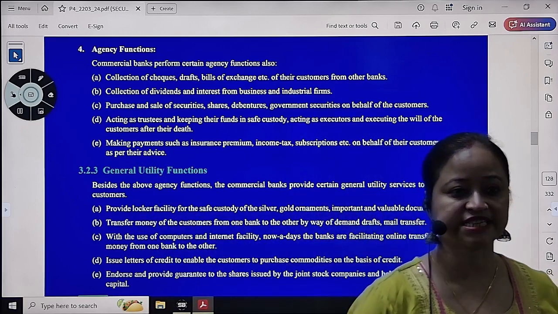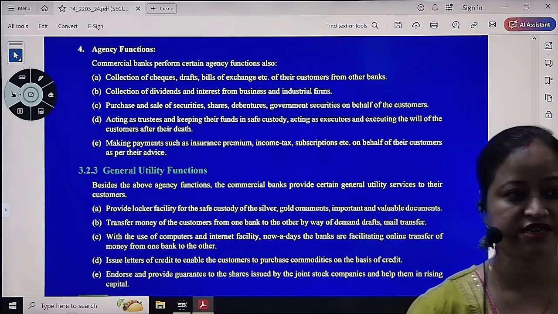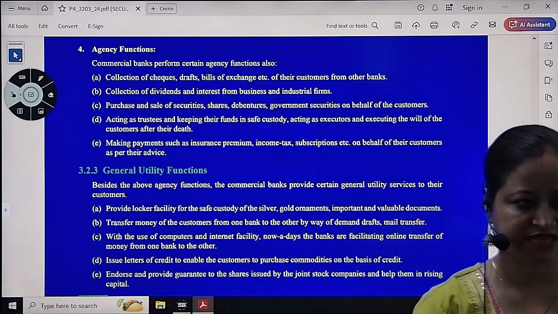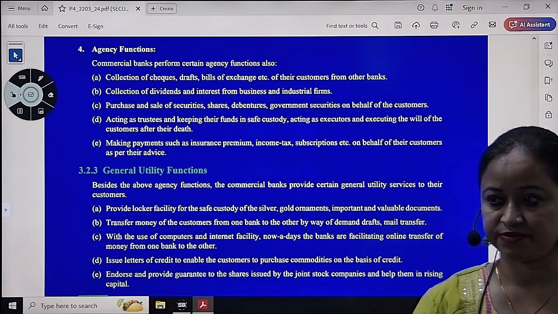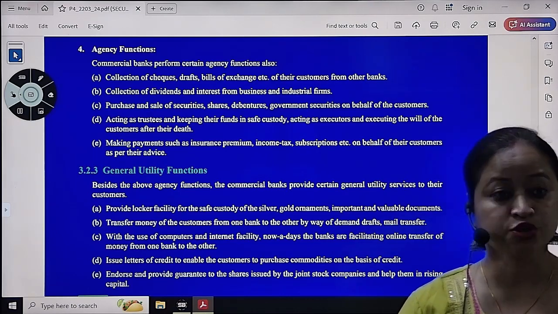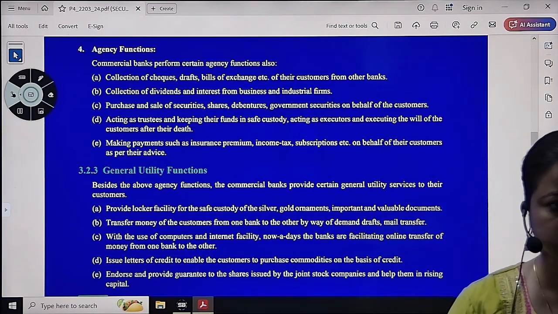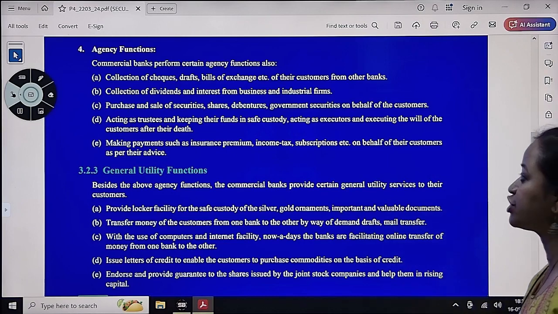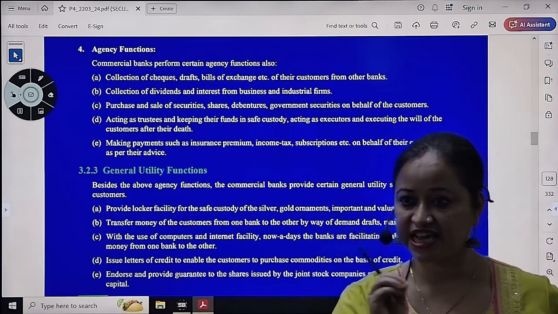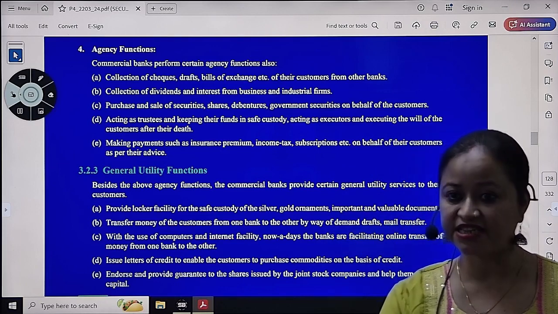That is called a standing instruction. We, the customers of the bank, give standing instructions to the bank that on this date of every month, make payment to the insurance company, the schools, the colleges, or that particular organization as subscription. That way we can give standing instruction. That means we give the bank an instruction that on this date this much money should be deposited here. That money will be deducted from our bank account.